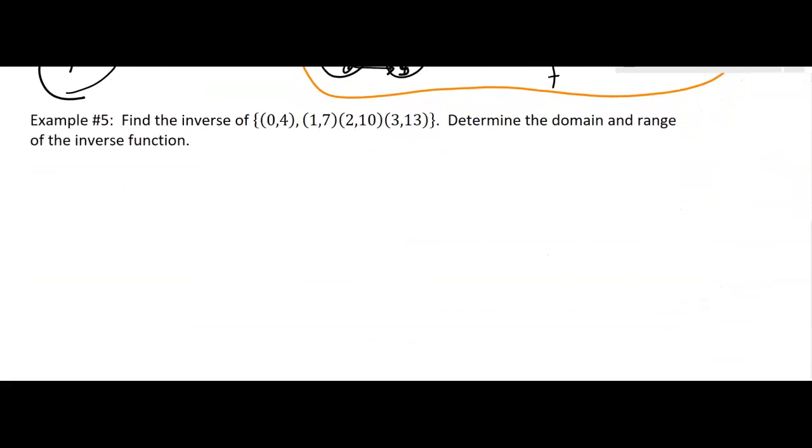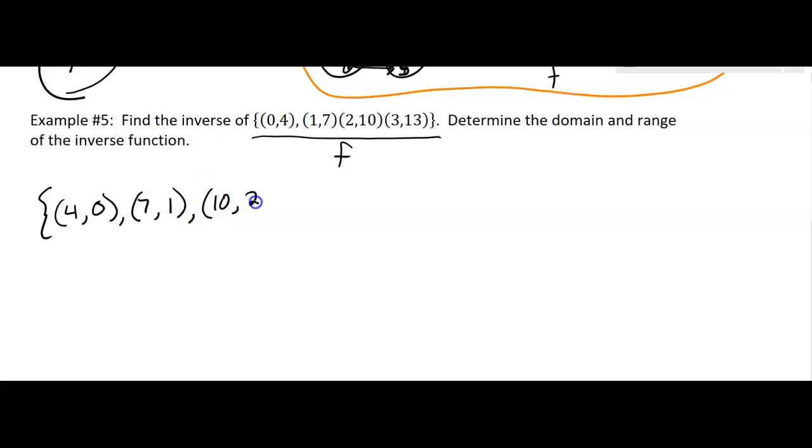All right. It says find the inverse of, and then it gives us, this is our function then. I'll just call it f. That's our function. To find the inverse, then we're going to take each ordered pair and we're going to switch the x and y. So it's going to be 4, 0, 7, 1, 10, 2, and 13, 3. This is the inverse. We would write for notation f inverse because it's the inverse of f.